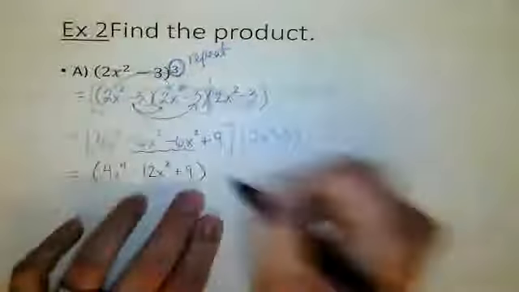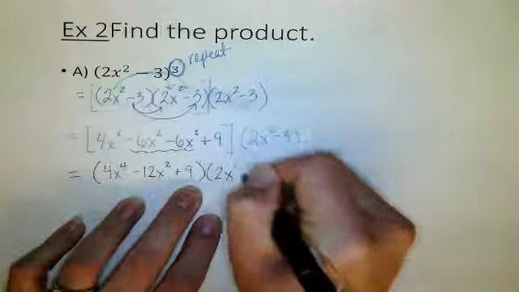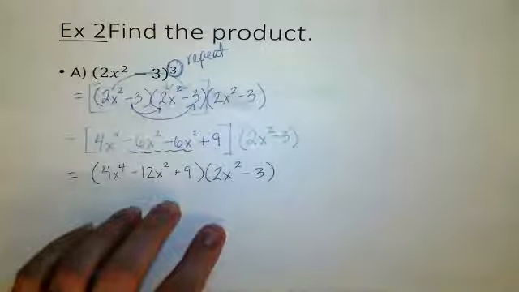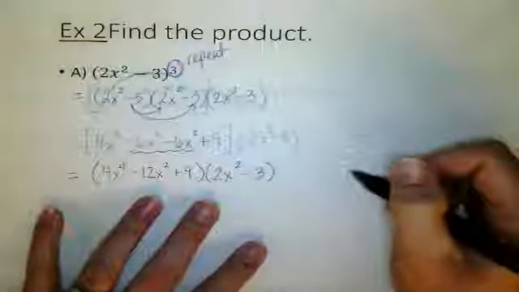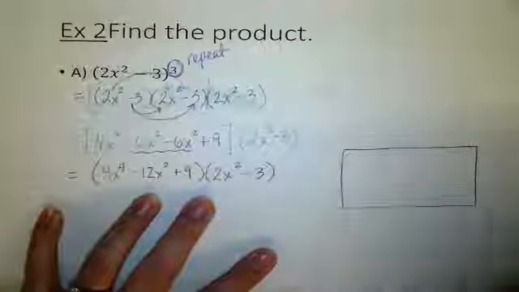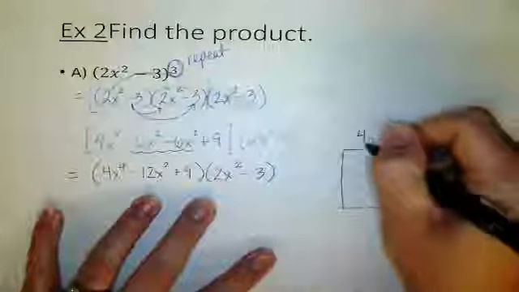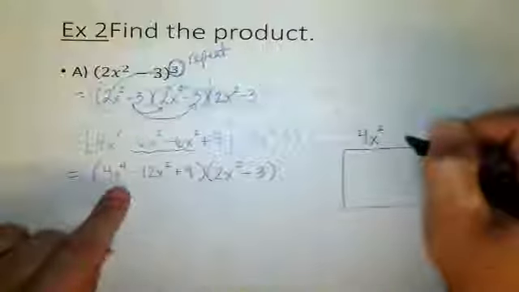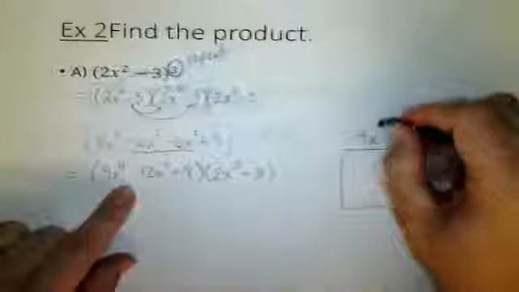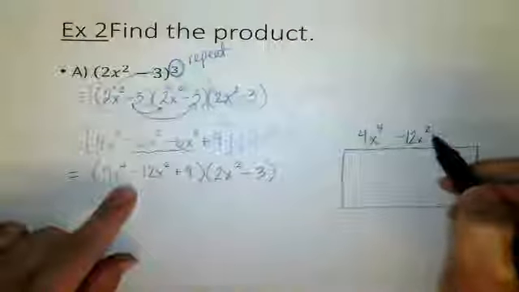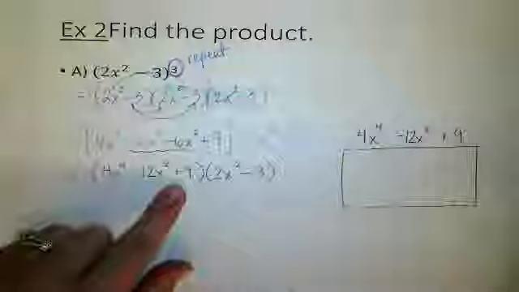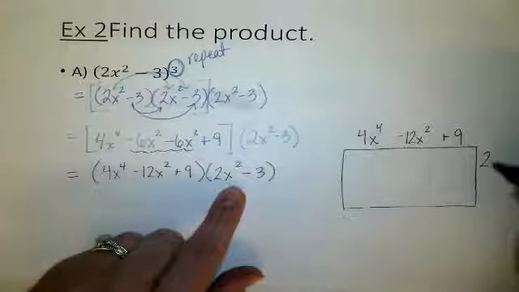So there's a trinomial times my binomial. So again, I'm going to go ahead and do the box method. You could distribute if you wanted to. Now this box method is going to be a little different, and the reason is because my powers are skipping. Do you notice that? We've got an x cubed that's missing. Because we've got some missing terms, my box is going to be a little different.